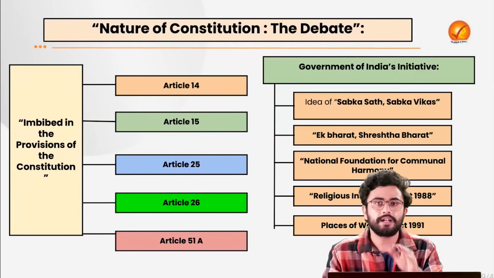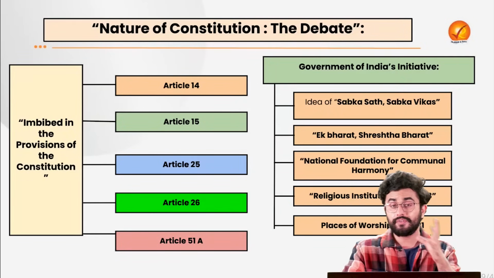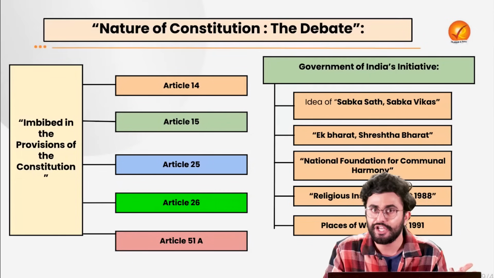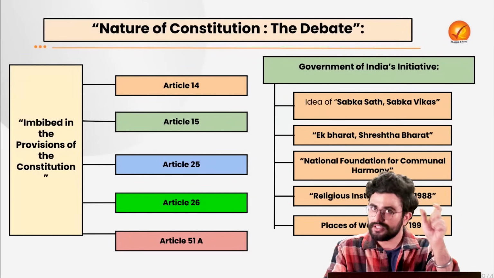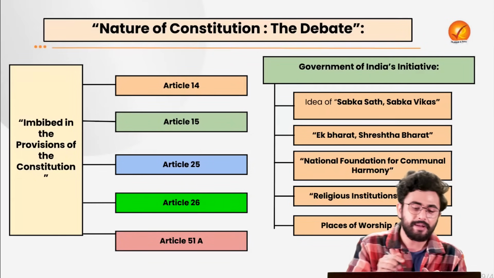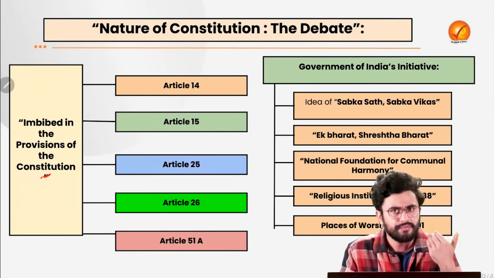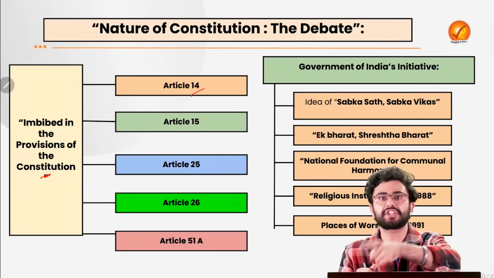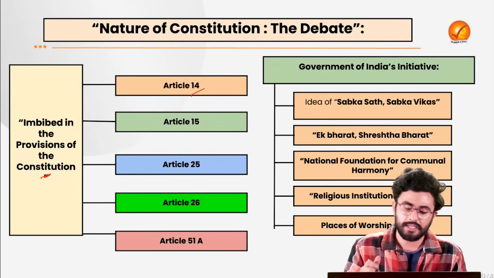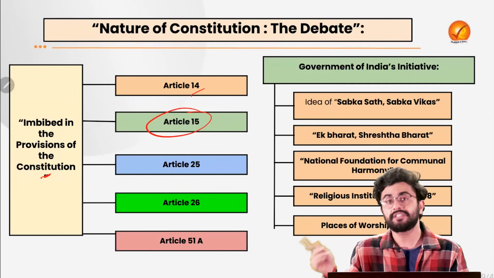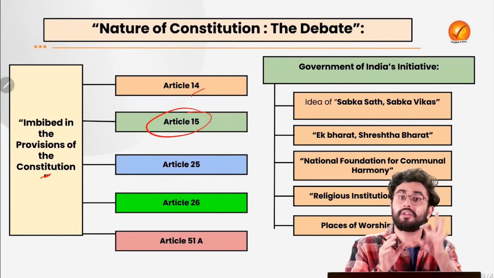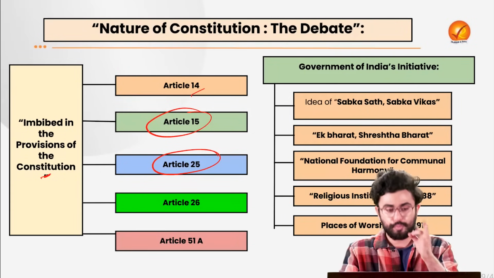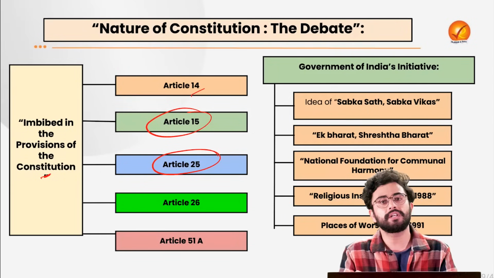The idea is how this concept of secularism, if we refer to the book written by Ramachandra Guha, India After Gandhi, was already imbibed in the provisions of the constitution. For example, Article 14, which provides for what? Equality before law and equal protection of law irrespective of your religion. Article 15, which prohibits the state from discriminating on the basis of religion. Article 25, which provides you freedom to profess, practice and propagate your religion.